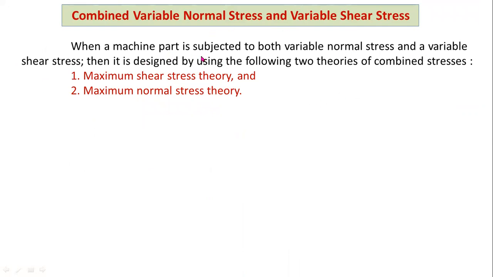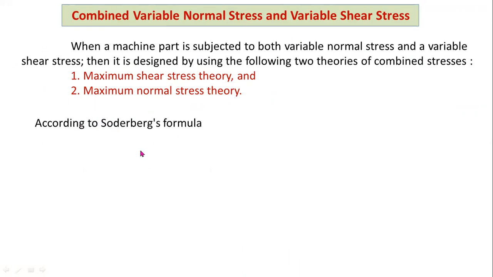When a machine component is subjected to both variable normal stresses and variable shear stresses, then it is designed by using these two theories for combination of stresses. This one is the maximum shear stress theory, and this one is the maximum normal stress theory.